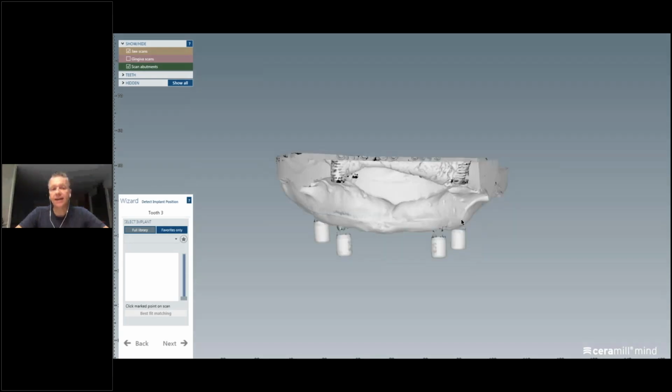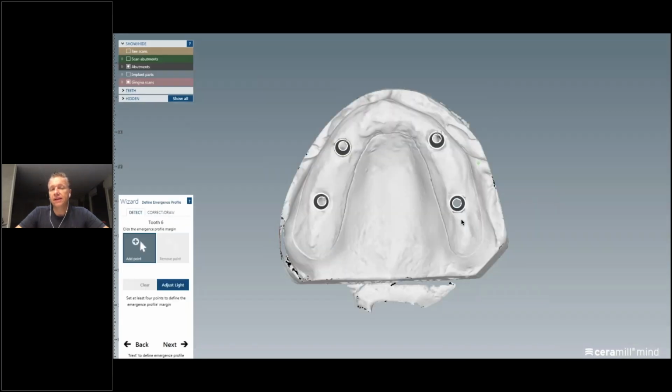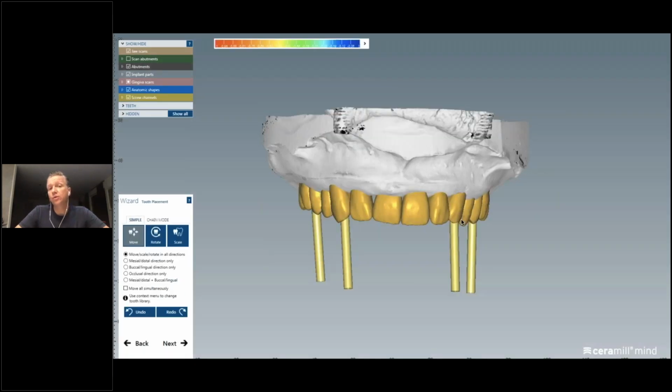I start aligning these scan bodies with my library in the Ceramill M software. So I put in my library scan bodies, align them together, and start basically defining the emergence profile, if there is one. On these cases, we barely have one usually, so I can usually skip over. And now I can start with my tooth placement.